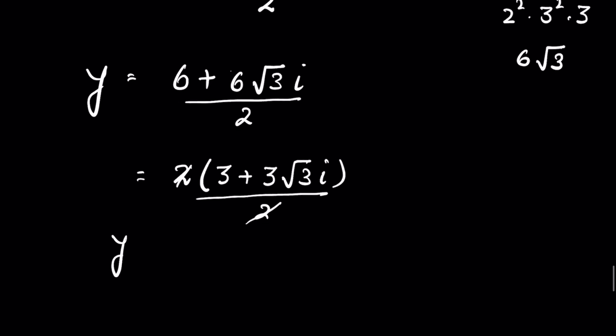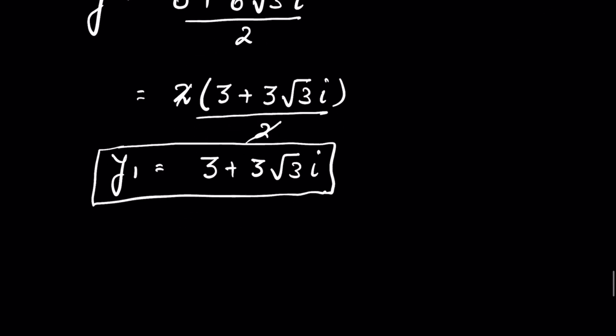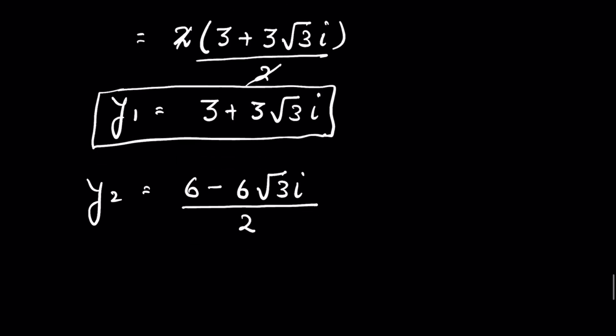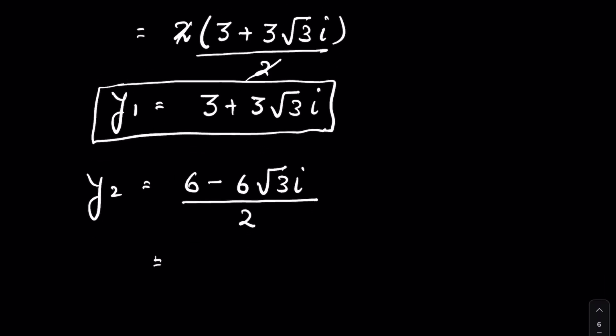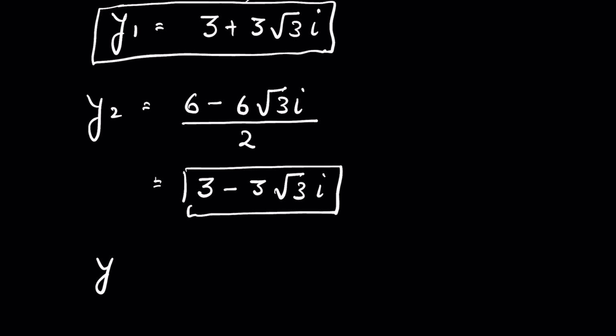So one value for y is 3 plus 3 times square root of 3 i, and the second value for y will be 6 minus 6 times square root of 3 i, upon 2, or this will be 3 minus 3 times square root of 3 i. So two values for y are 3 plus 3 times square root of 3 i, or 3 minus 3 times square root of 3 i.